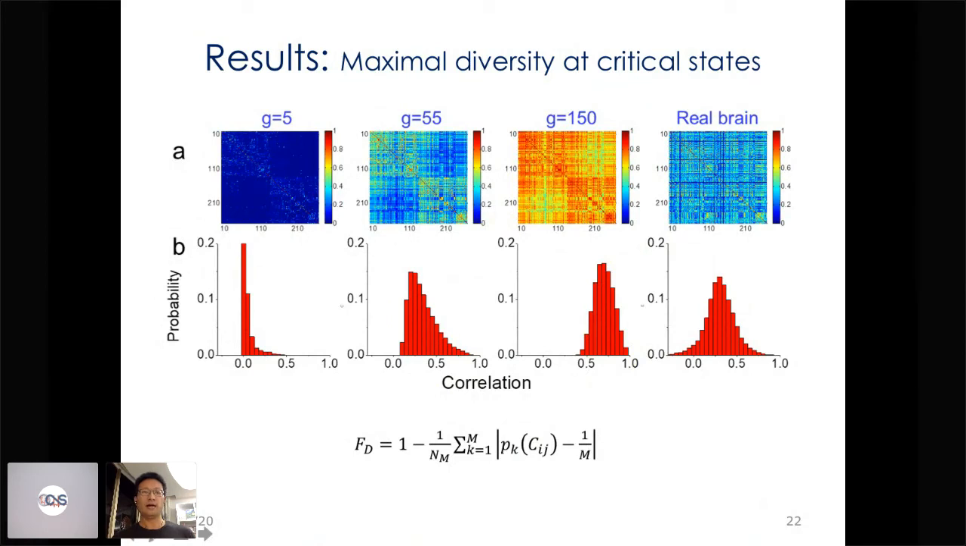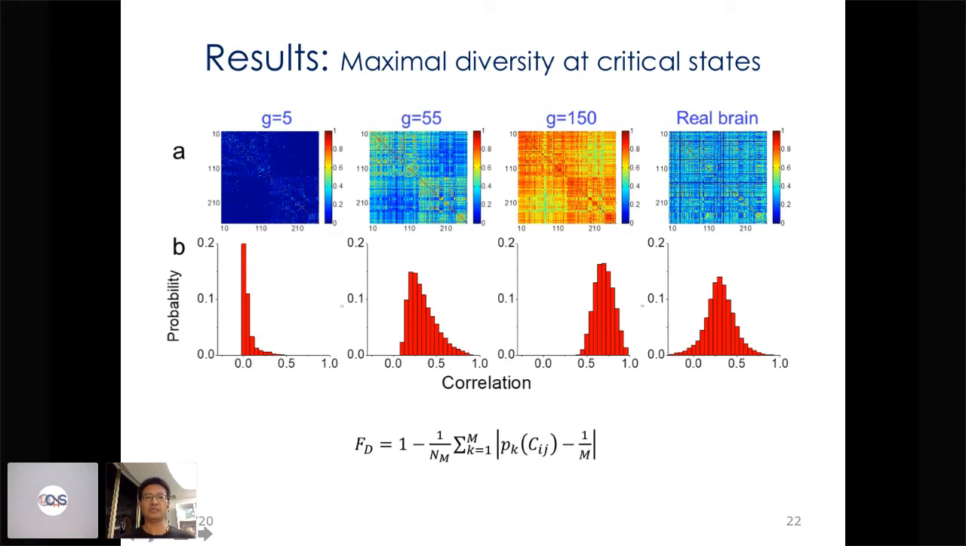Now from the model, I already mentioned that if you have a very weak coupling, then the brain areas are relatively independent and the correlation value is around 0. If the coupling is very strong, the correlation value, like you see the red color, will be close to 1. And in between, where we have the coincidence between the model and the real brain on average, you see this kind of distribution.